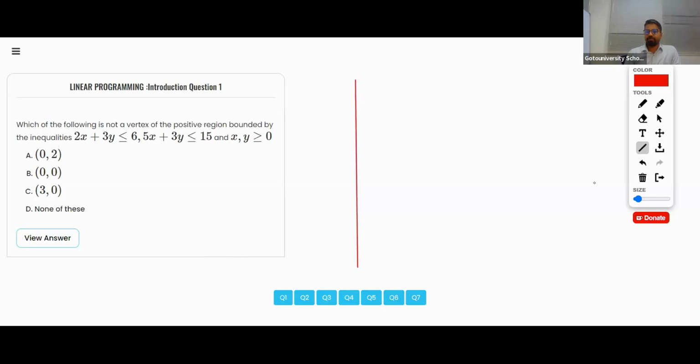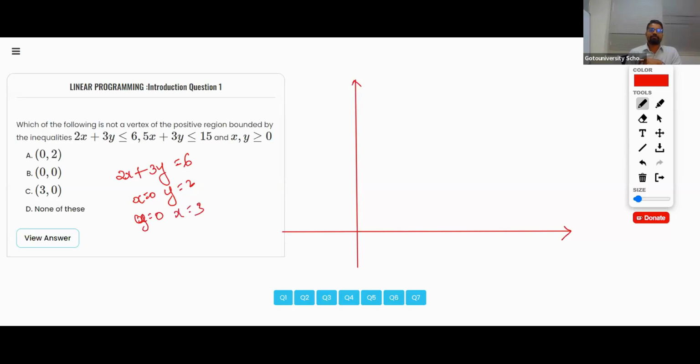Let me take a graph again. As I'm focusing on the first quadrant, I'm going to draw bigger on this side only. So we have these points. I can draw the line, though it depends upon what value. So let's first take the equation and see where our lines coincide. If this is equal to 6, when x is equal to 0, y is equal to 2. When y is equal to 0, x is equal to 3. So one of the points will be like this.